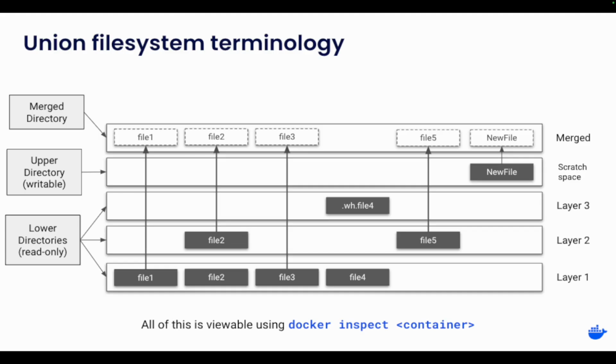And then we have the merge directory, which is the representation of the file system that the container is actually using. Now, if we want to see all this information, what we would do is a docker inspect on the container. So let's go do that.